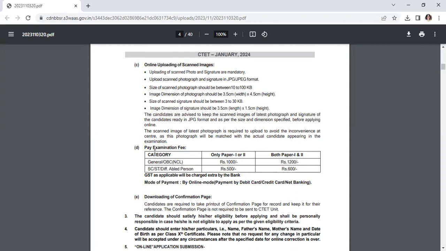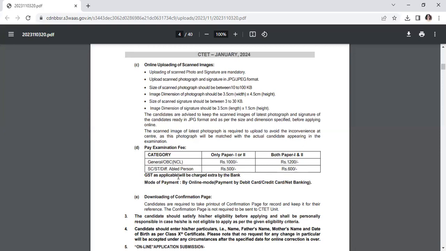Now, this is the information related to payment. Pay examination fee, category General, OBC: only paper first or second is rupees 1,000. Both paper first and second, rupees 1,200. See, if you are giving only the first paper or second paper, the fee is 1,000. But if you are giving both first and second paper, the fee is 1,200.